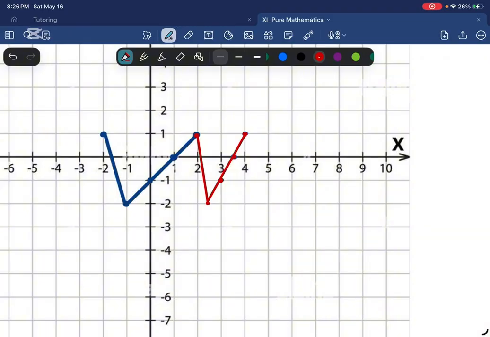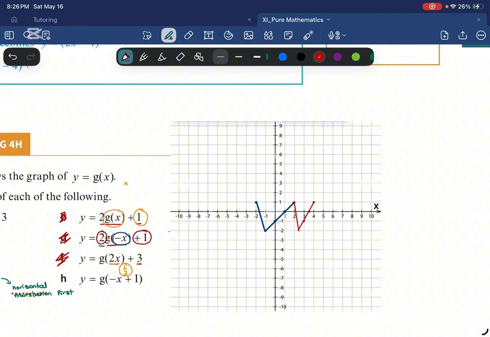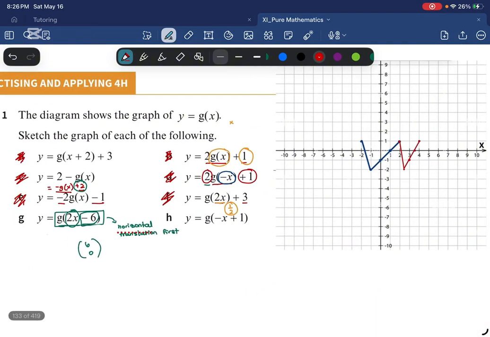And you can try to do it the other way as well. So I believe this is the solution to G, right? Yeah. So you can do it in the other order as well, but this should be your answer. You can try doing the stretch first and then the shift. You should get the same answer.